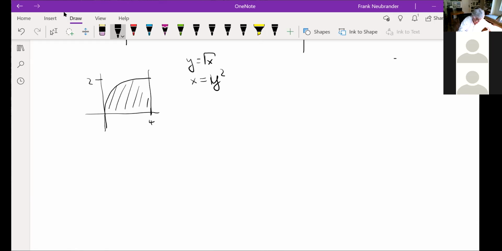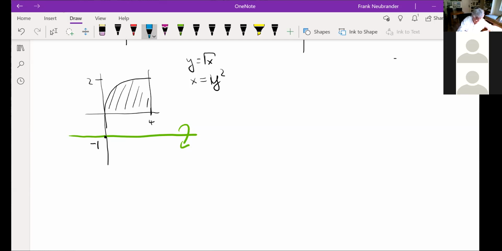Okay, now let's put an axis, and for the fun of it, this is my rotation axis here. So I rotate everything along the line y equal to minus 1. Here's minus 1. So I rotate everything, this whole region, about the line y equal to minus 1. And I want to compute the volume of the solid generated by rotating this around the axis.